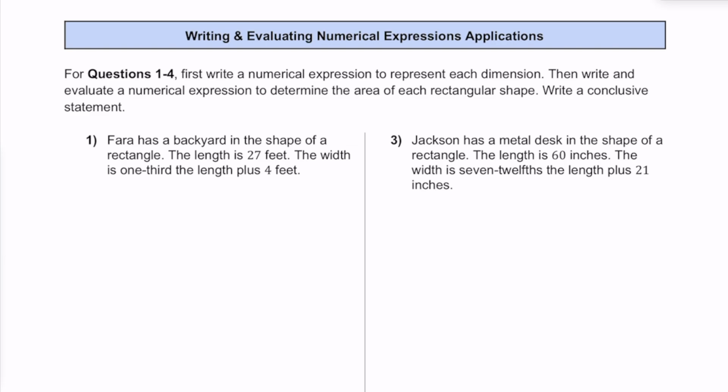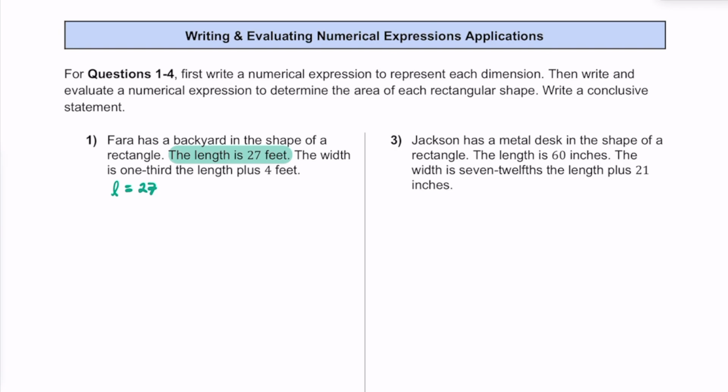Alright, so for number 1, we see that Farah has a backyard in the shape of a rectangle. The length is going to be 27 feet. The width is going to be 1/3 the length plus 4 feet. So let's start off with some information that we do know. We know the length here is going to be 27 feet, so let's start with that. I'm going to define a variable and say that the length, or this cursive L, is going to be 27. That's the length.